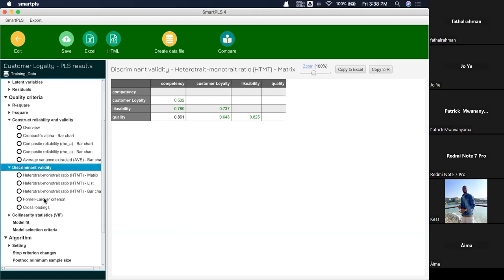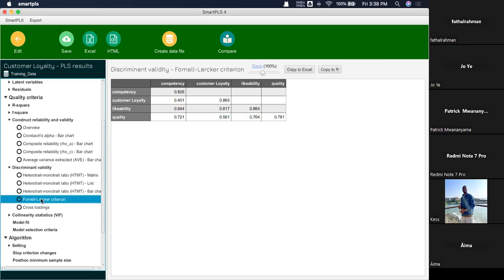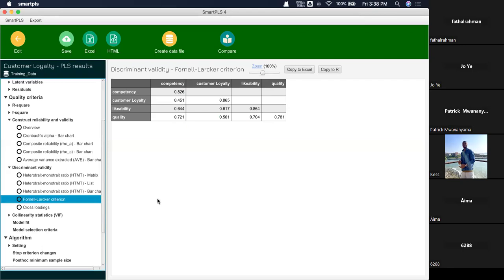The next one is what we call the Fornell and Larcker criterion. The Fornell and Larcker criterion states that the square root of the average variance extracted for each of the constructs should be greater than the inter-construct correlation. I'll repeat that again. The square root of the average variance extracted for each of the constructs should be greater than the inter-construct correlation. It sounds grammatical, but it's very simple. Now let's take a look at it.